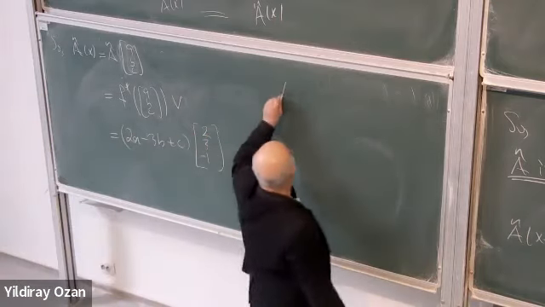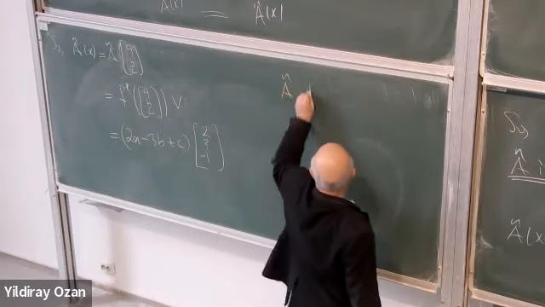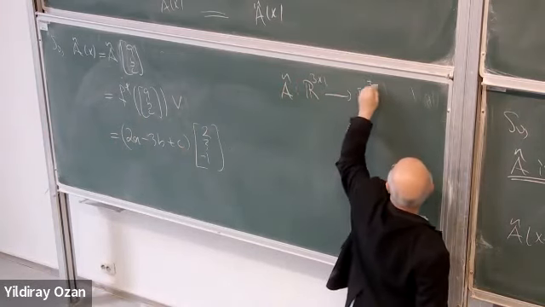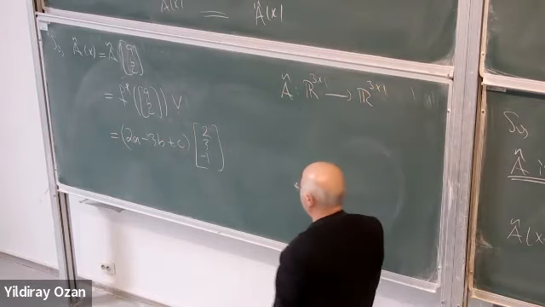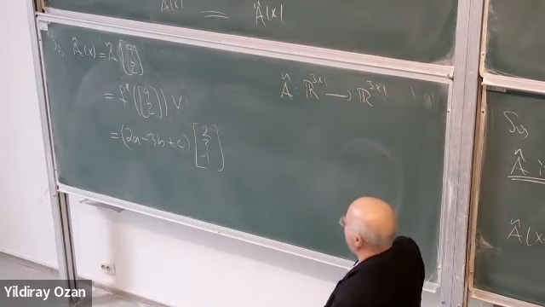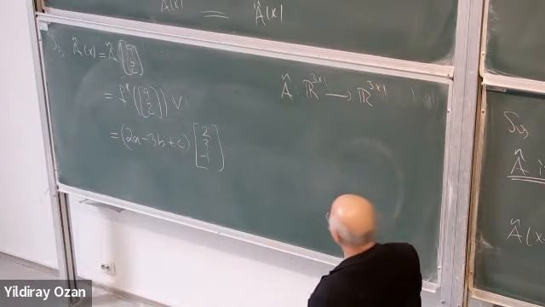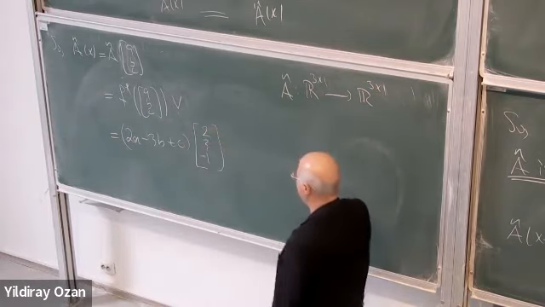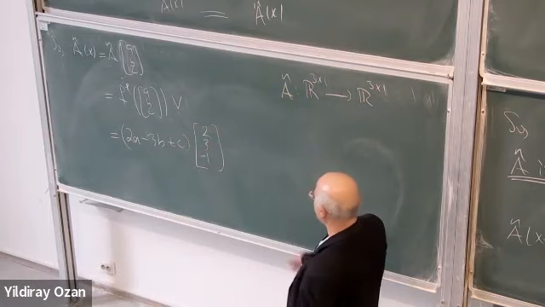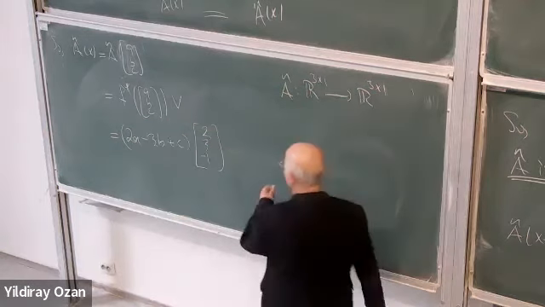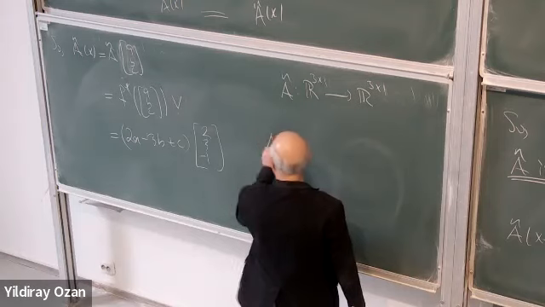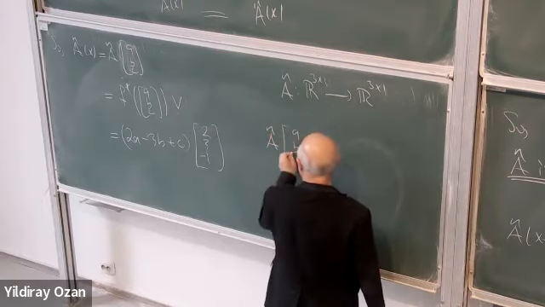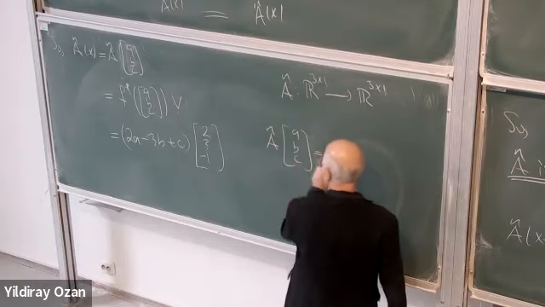A hat is a linear map from R3 into R3. And if you want, we can write down its matrix representation. Actually, the matrix representation is already obvious, isn't it? When we applied it to A, B, C, what did we get?